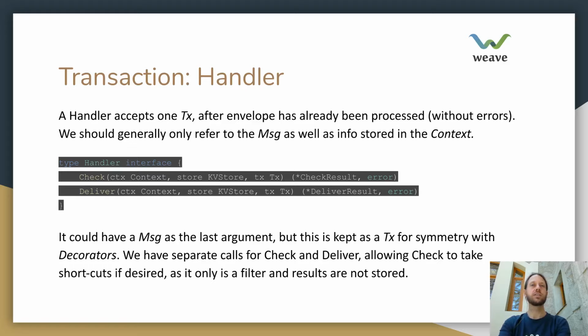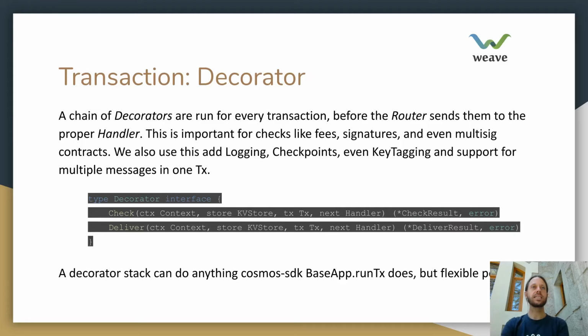But handles check and deliver, you can imagine them the same for now, more or less. And you are passed a full transaction here, so we can have the same interface for decorators, fulfill handler. But really, if you're building a handler, you should only worry about tx get message. A decorator is actually before the handlers.